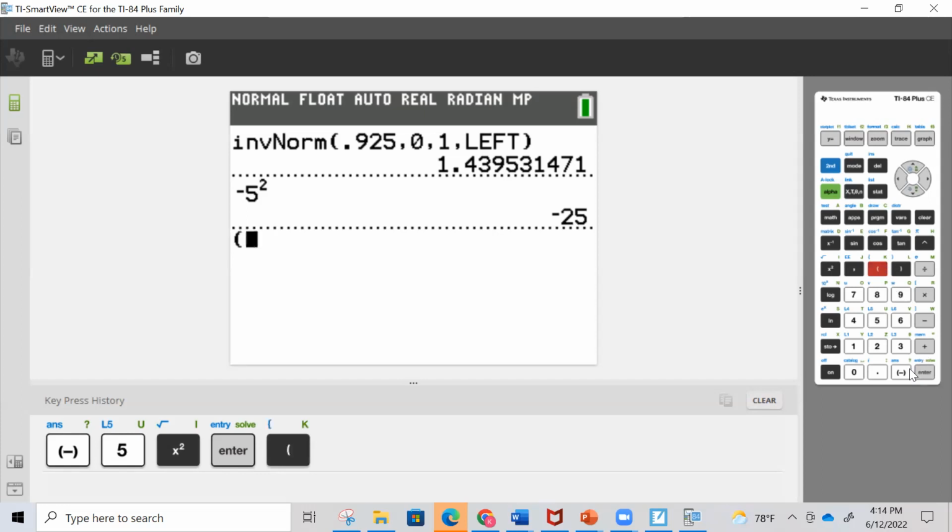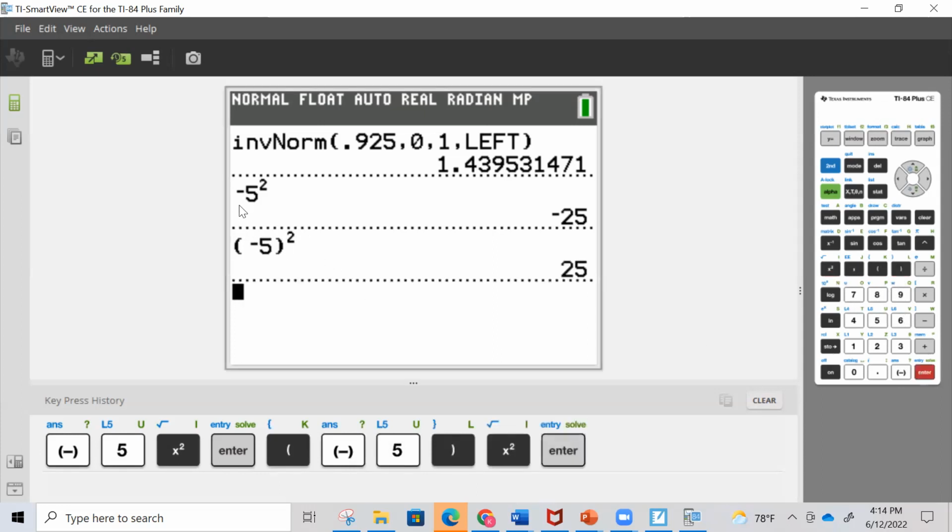So whenever you're squaring a negative number, you have to put the negative in parentheses and then square it. If you don't, the calculator does order of operations, which says I square first, and then this is really like a -1. I multiply by that -1, which is how I get -25. By putting parentheses, I'm saying this number is -5, and that's what I'm squaring. So I'm doing -5 times -5, which is +25.